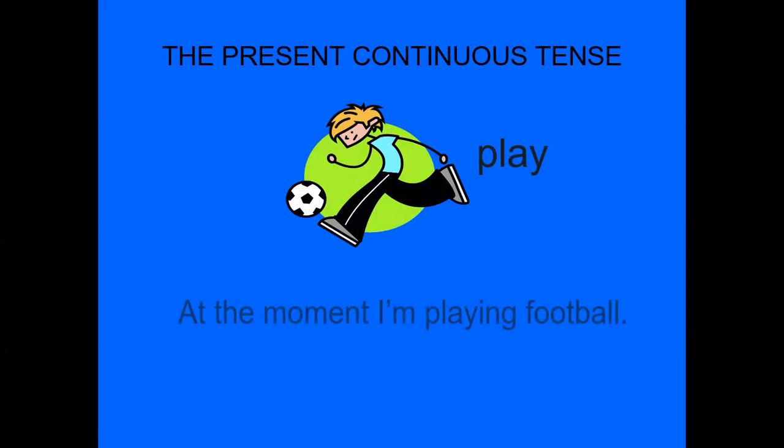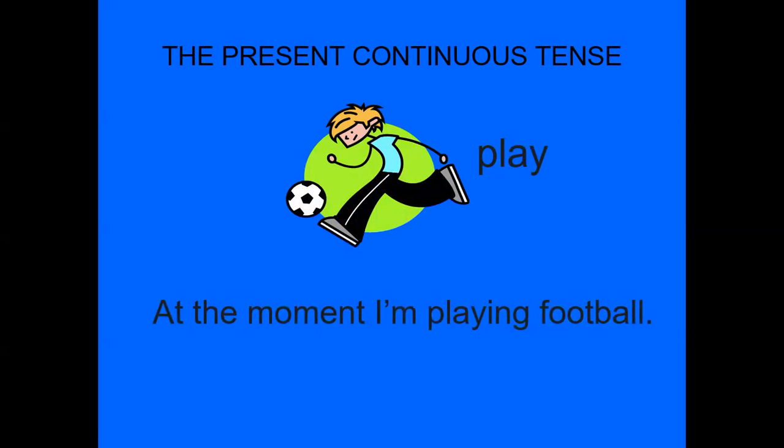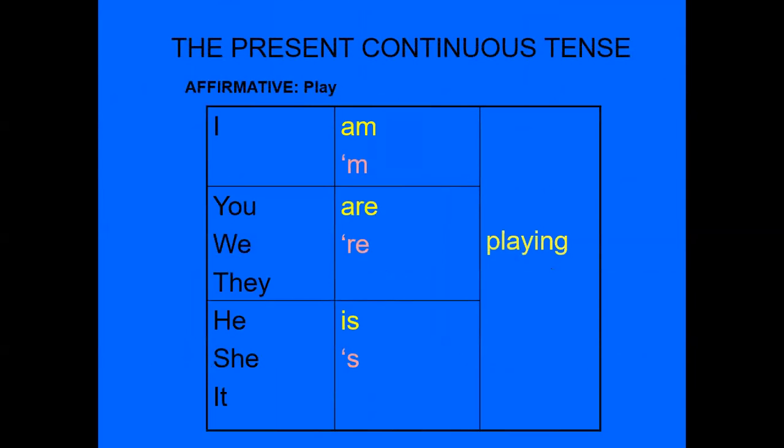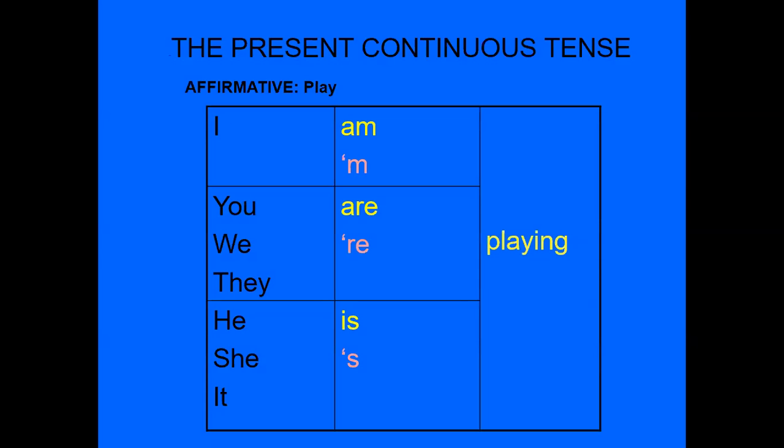We have the example of play. At the moment, I'm playing football. So if we noticed that in the affirmative, we use the verb to be and the other verb, which is the main verb with ing. So remember, we always need a subject. I am, the contraction, I'm, you are, or you're, we are, or we're, they are, or they're. Then we have he is, or he's, she is, or she's, and it is, or it's.